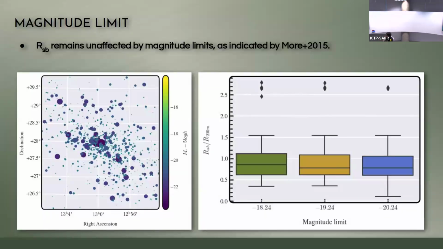So, the first one is the magnitude limit. I want to see if I change the magnitude limit, how the splashback radius that I get changes.